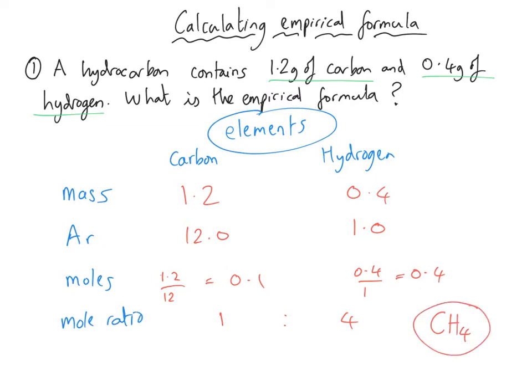Where you can't just tell by inspection that the ratio is 1:4, you need to divide by the smallest number. So 0.1 moles divided by 0.1 gives us 1, and 0.4 moles divided by 0.1 is equal to 4. And so we get our ratio of 1 to 4 this way instead.